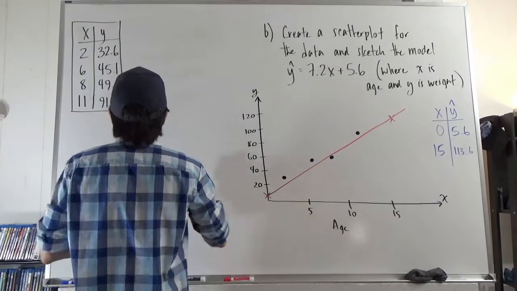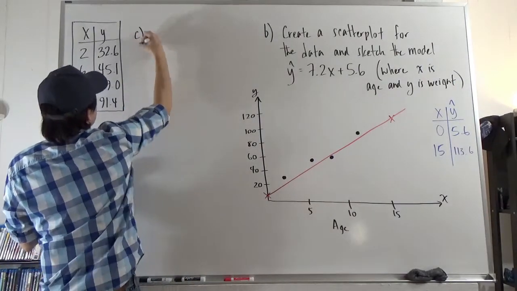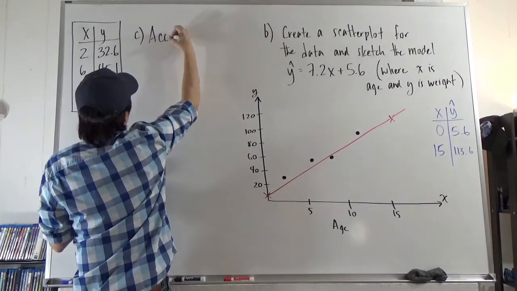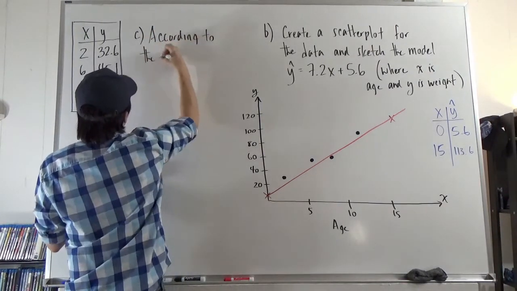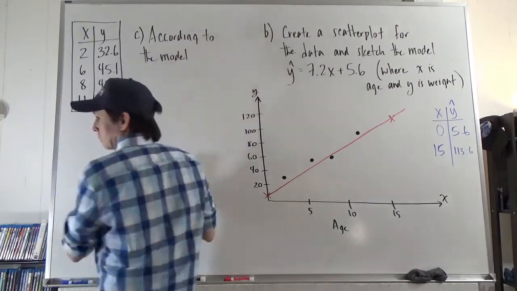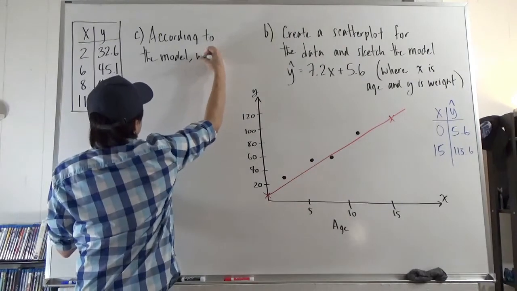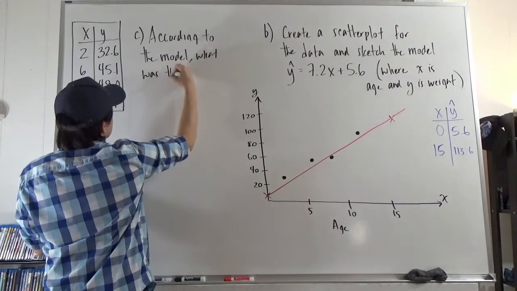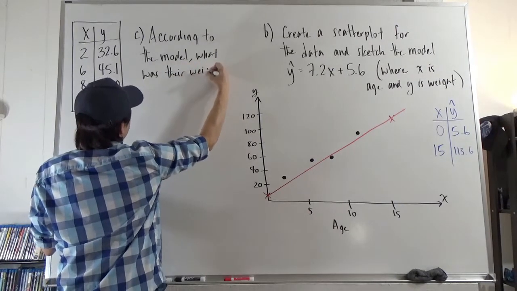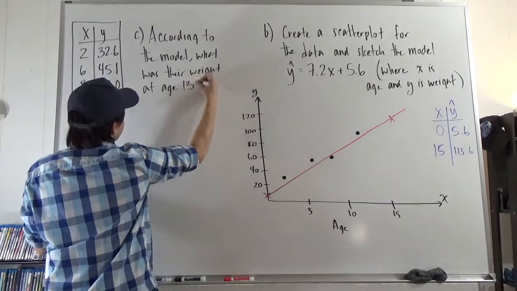And so let's start moving on to part C, which I'm going to cramp here. I'm running out of space here. According to the model, what was their weight at age 13?